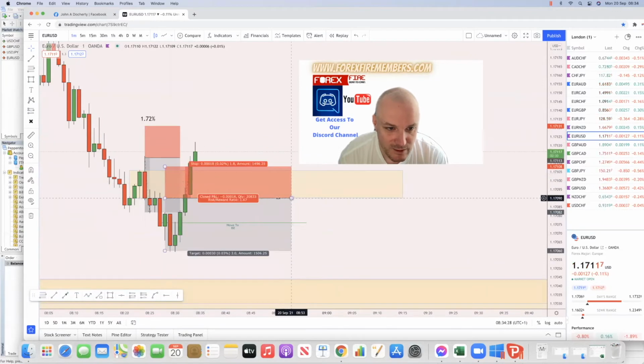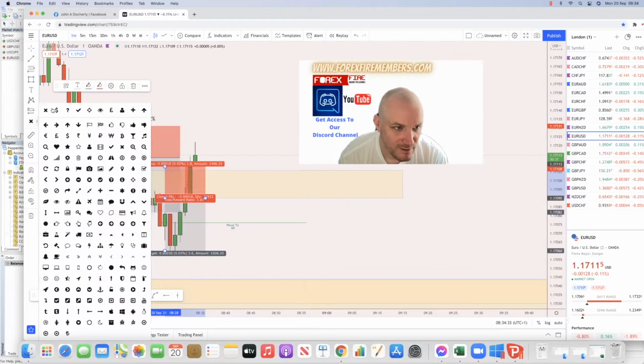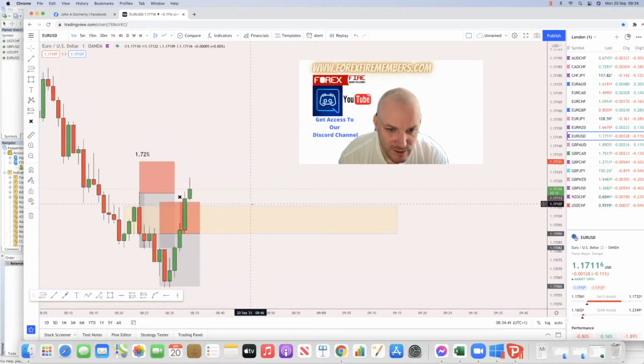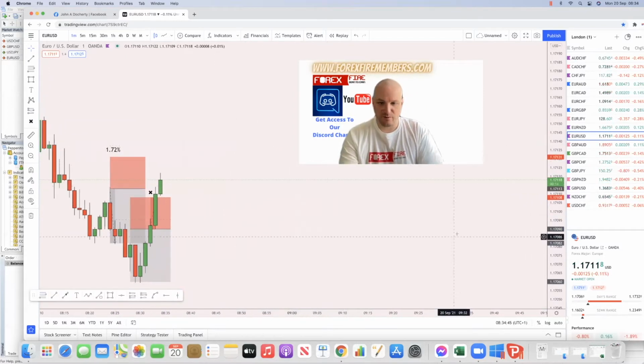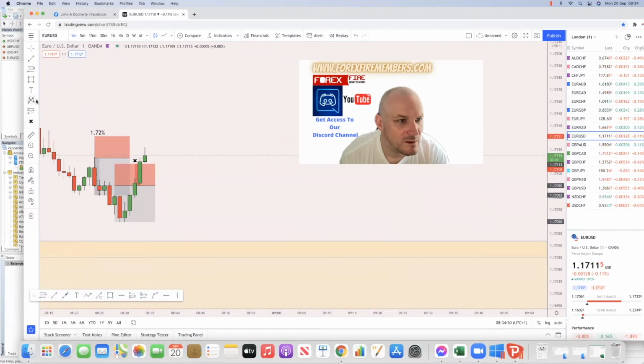We simply move this across. Treat that as a loss. Get rid of the move to break even. And then from there, we got the last down before the up.